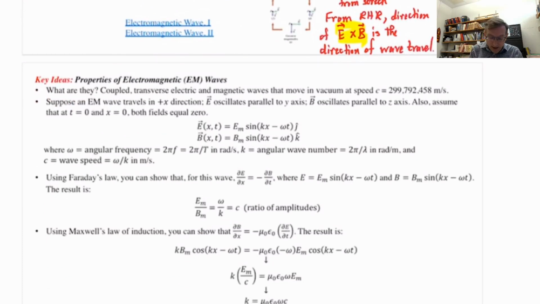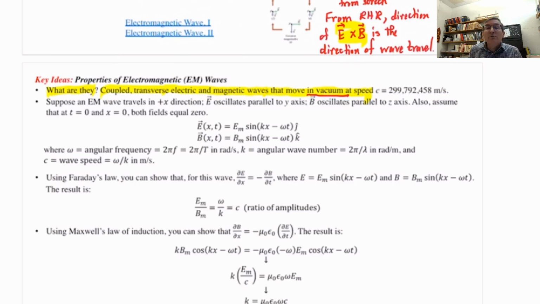All right, so what is an electromagnetic wave? It is coupled, transverse, electric and magnetic waves, as we've shown in the animations, that move in vacuum at a certain speed. In vacuum is important when you study electromagnetic waves. That means empty space. A vacuum is completely empty.